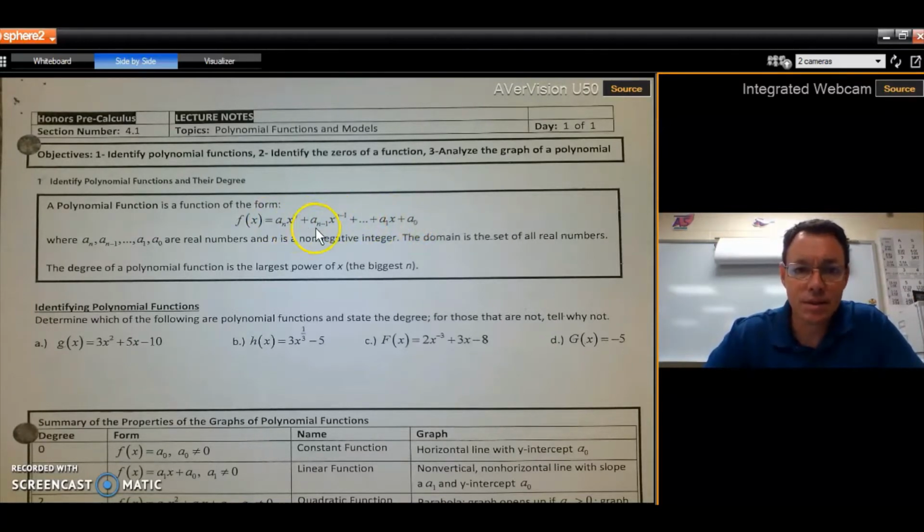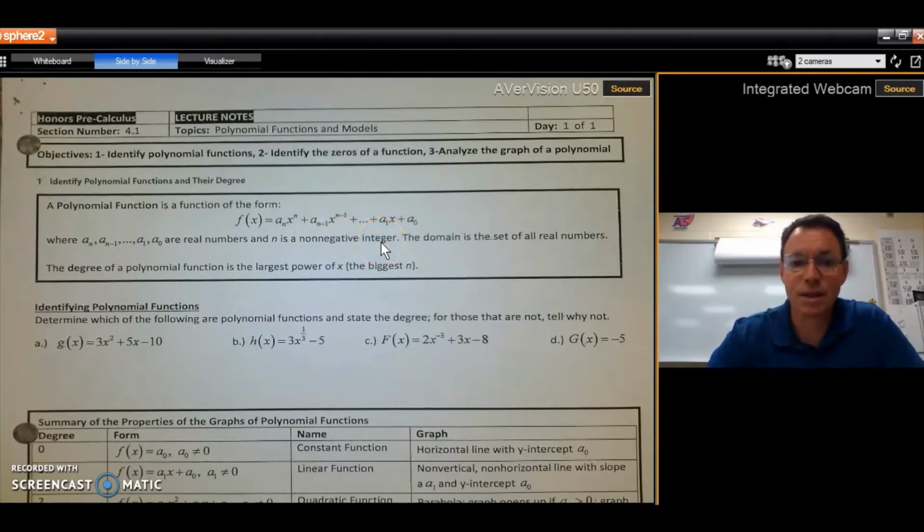Any of these can be missing. You don't have to have a constant. You could have an x to the fourth, and then your next one could be an x squared. You could be missing a term. But this is an example of a polynomial function, where each of these numbers out front, as it says down here, these a's are real numbers, and n is a non-negative integer.